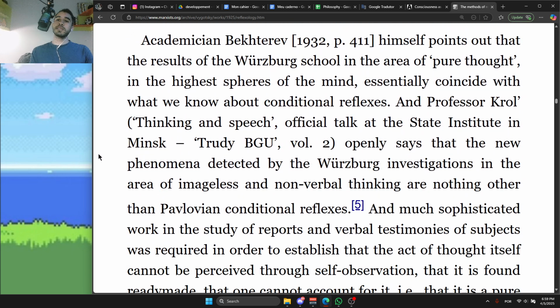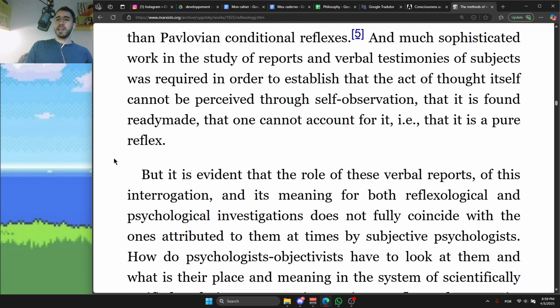Academician Bekhterev himself points out that the results of the Wurzburg school in the area of pure thought, the highest sphere of the mind, essentially coincide with what we know about conditional reflexes. And Professor Kroll, in "Thinking and Speech," an official talk at the State Institute in Minsk, openly says that the new phenomena detected by the Wurzburg investigations in the area of imageless and nonverbal thinking are nothing other than Pavlovian conditional reflexes. And much sophisticated work in the study of reports and verbal testimonies of subjects was required in order to establish that the act of thought itself cannot be perceived through self-observation, that it is found ready-made, that one cannot account for it, that it is a pure reflex.